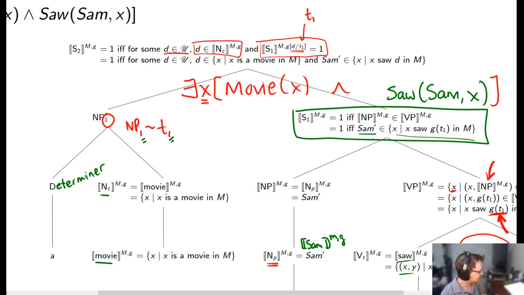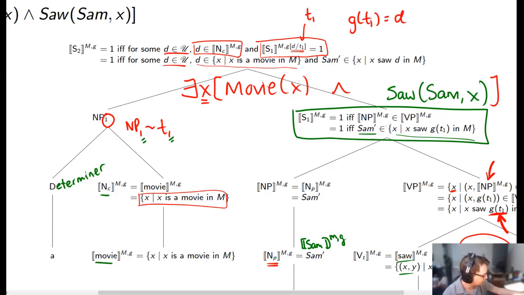So when we then spell this out, we just break down each part piece by piece. So for some D in our universe, D is in the noun, in the common noun. So D is in the set of X, such that X is a movie in M. That's just breaking down the common noun. In fact, we're just really stealing it straight from the common noun here. And S1 is true where all the G of T1s. So what this is really doing is we're saying now all the G of T1s are now just D.